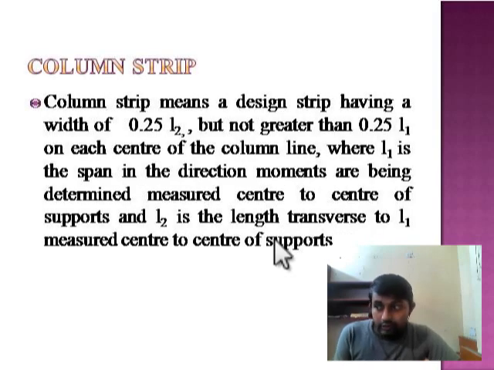Now what is a column strip? Column strip is nothing but a design strip having a width of 0.25 L2, but should not be greater than 0.25 L1 on each side of the center of the column line, where L1 is the span in the direction in which moments are being determined, measured center to center of the supports, and L2 is the length transverse to L1, measured center to center of supports, which is given in the code book IS 456:2000.